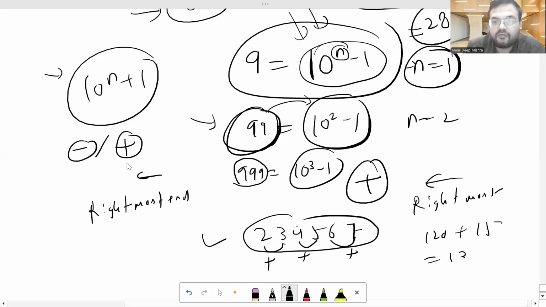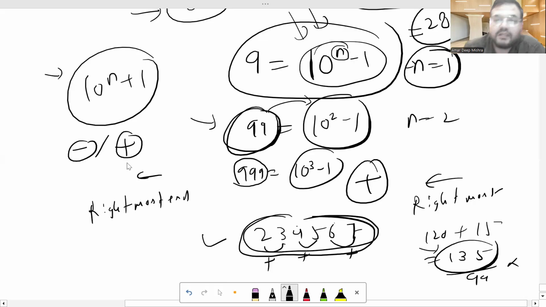Okay. So is 135 divisible by 99? No, it is not divisible. So this entire number will not be divisible by 99.